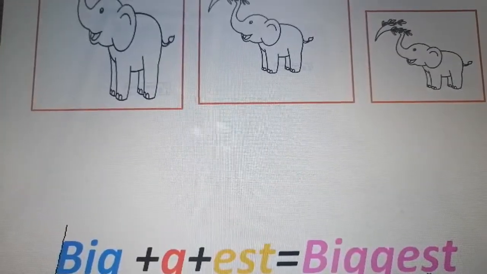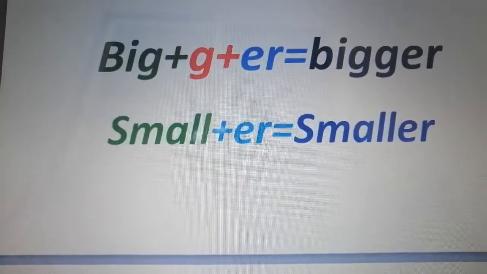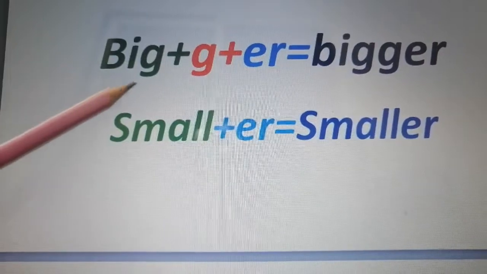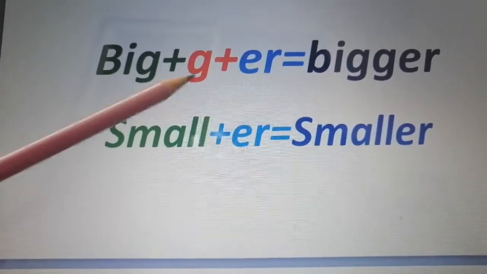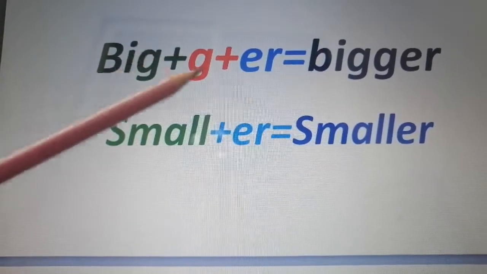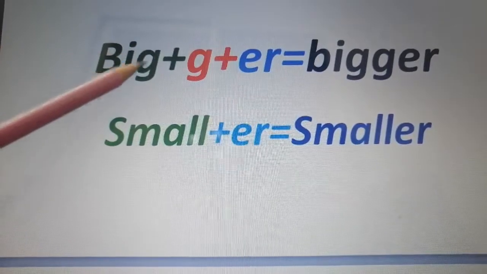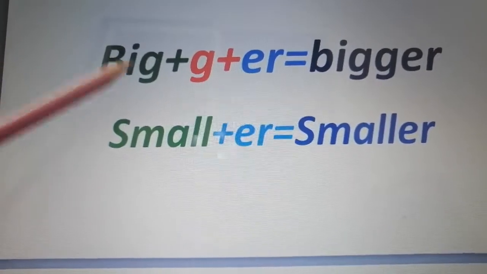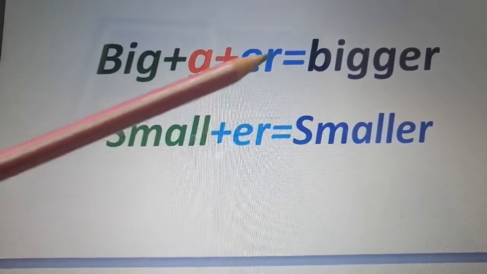Look here. This is the adjective big. Then we double the last letter. Why do we double the last letter? Because here is a vowel before a consonant. This is a vowel, so we double the last one. Then we add er. Then it became bigger.